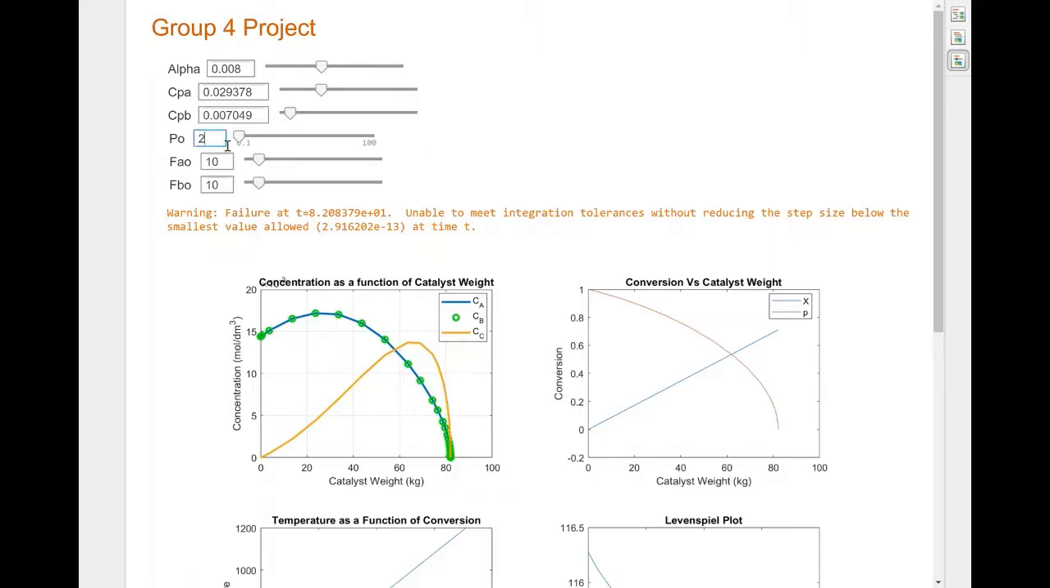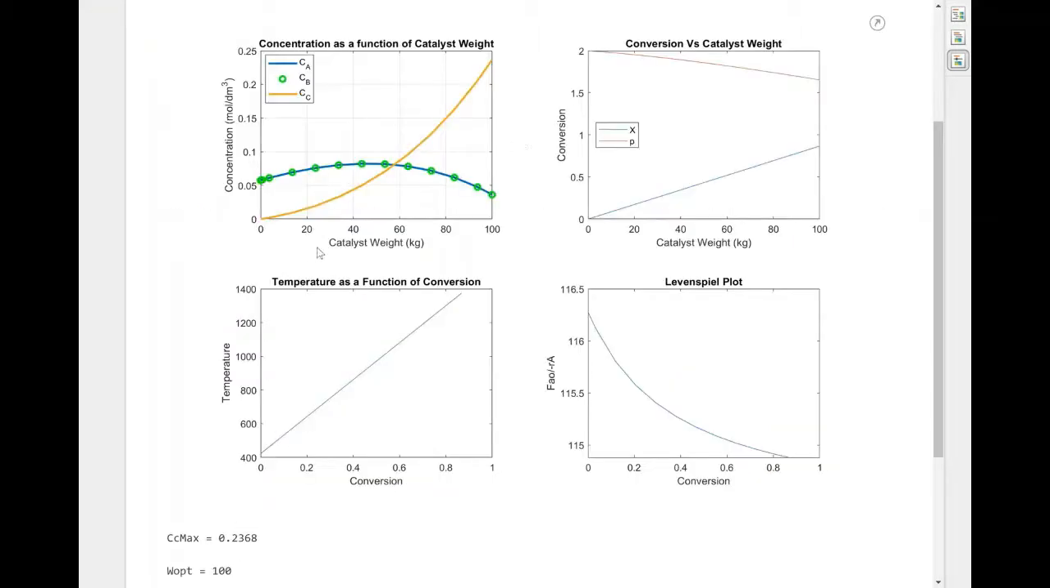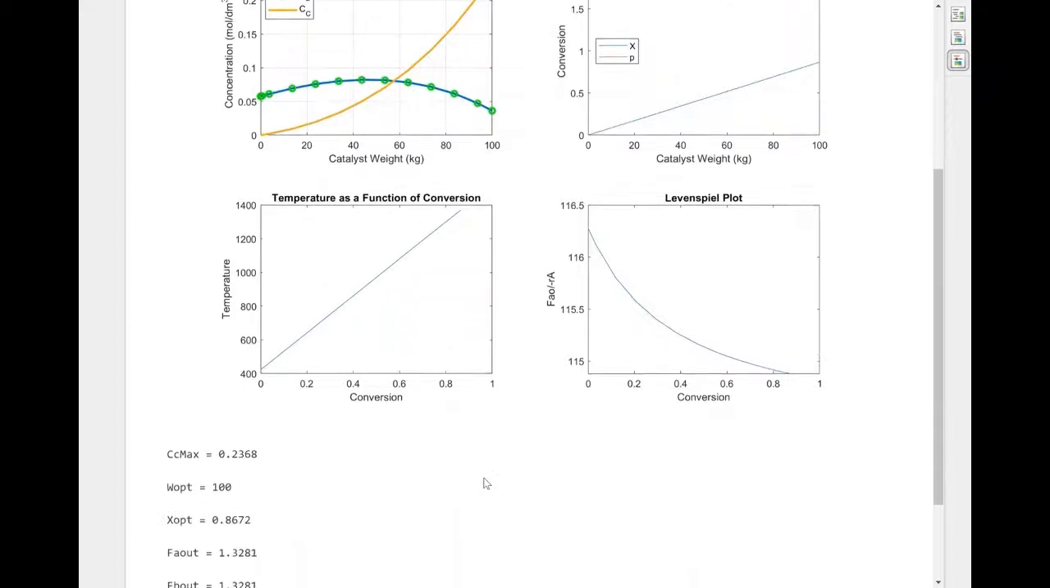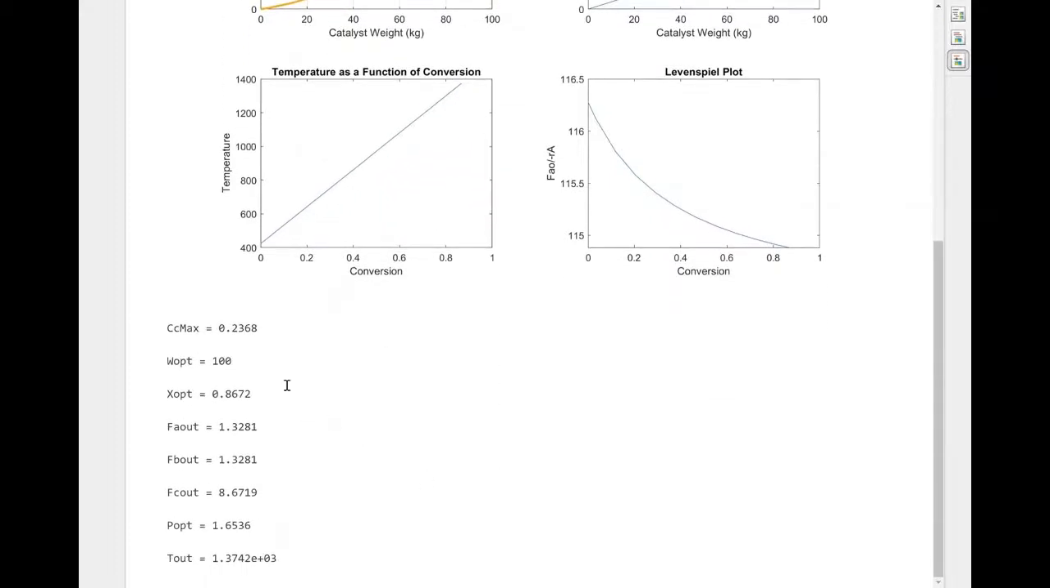Now let's alter our initial pressure. Let's start with an initial pressure of 2 atm. As you can see, this graph looks very similar to the alpha value of 0.001. The concentration of our product is very high. Additionally, the conversion is very high as well at about 86% again. Note that we do still use 100 kilograms of the catalyst in order to achieve this. The exiting flow rate of our product is also very high.